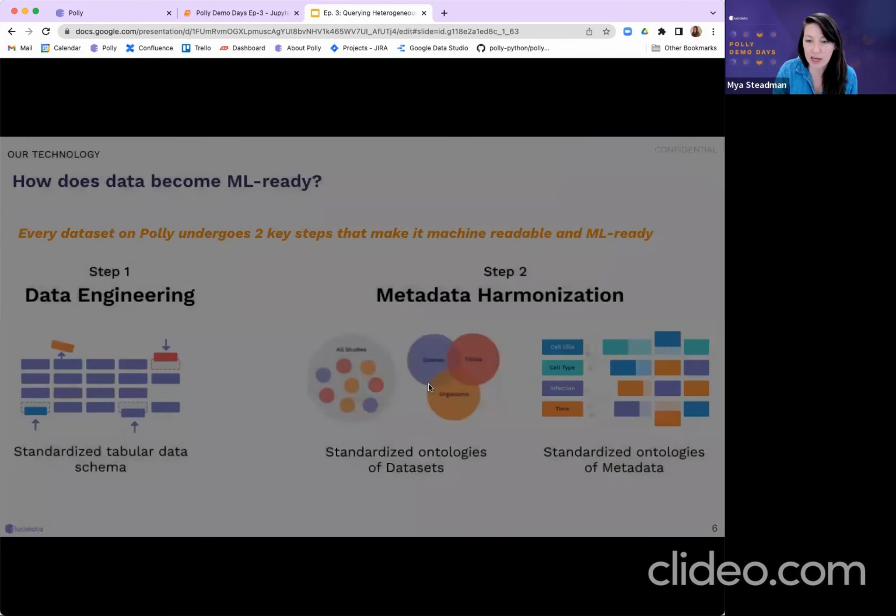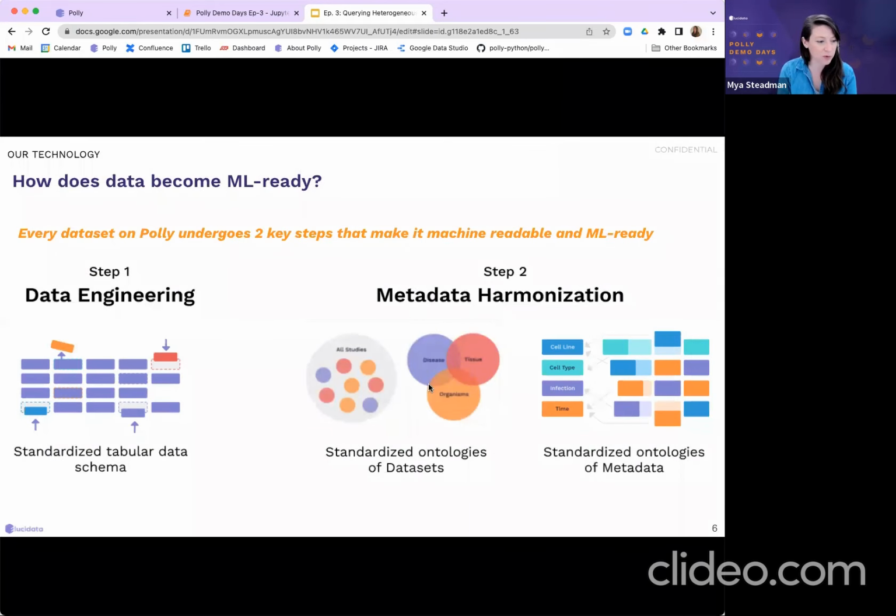So with that, if you've logged in before, you've probably seen this exact slide, but it's so important, it really does bear repeating. Let's talk about our technology and what we're doing at Elucidata to take the mess of the data that can be at source and make it ML ready. Every data set on Polly has undergone 2 key steps to take it from unFAIR to FAIR, or ML ready. And that first one is our data engineering.